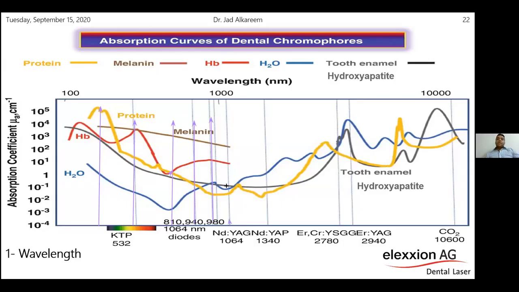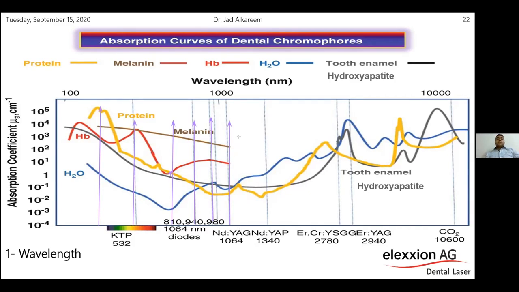Then we go to the Nd:YAG. The Nd:YAG has 1064 nanometer. This is the wavelength. You can see it has a higher absorption into the water, hydroxyapatite, and protein compared to the dyed laser. And it also has almost the same level of absorption into the melanin and the hemoglobin.